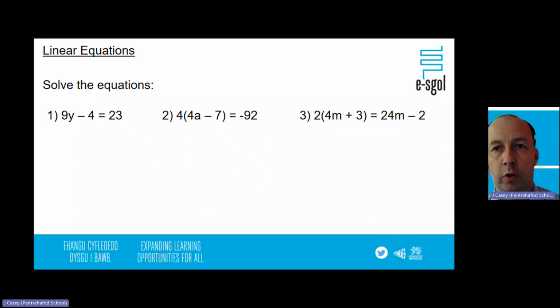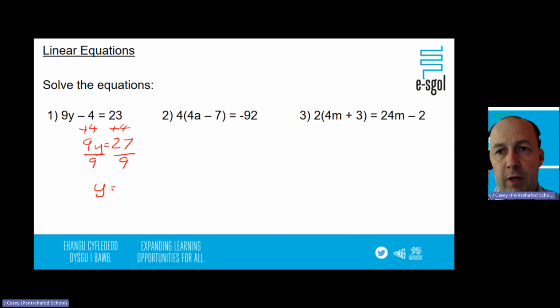The first one is what we call a 2-step equation. We've got a -4 here, so I'm going to add 4 to both sides. That gives me 9y is equal to 27. The coefficient is 9, so I'm going to divide by 9, and the value of y is 3. Now I have been through that fairly quickly. If that is completely unfamiliar to you, or you don't understand how that's done, it's definitely worth watching my first video on solving linear equations.